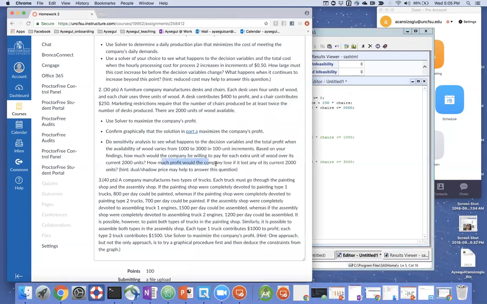Then the same thing: how much profit would the company lose? It is symmetric. The shadow price of a constraint, or the dual, whether you increase or decrease by 1 unit, has the same implication on the objective function. So the first part of the question: if you increase by 1, the objective function increases by the amount of the shadow price. The second: if you decrease the right-hand side by 1, the objective function decreases by the amount of the shadow price. This concludes the second question. Any questions about this?